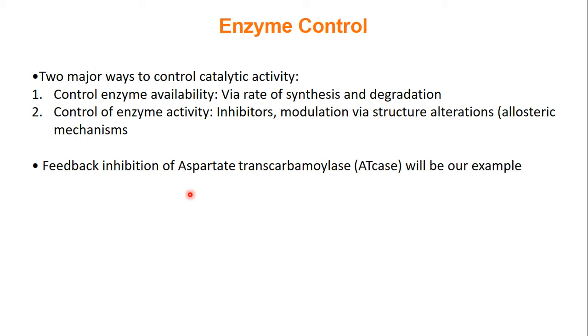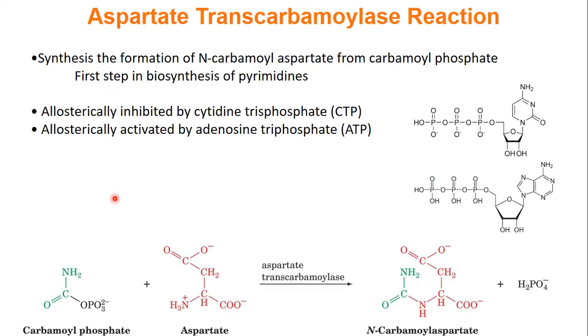And for our model system, we're going to look at aspartate transcarbamoylase, our ATCase, to look at enzyme activity through allosteric regulation. So just to show you the mechanism of aspartate transcarbamoylase, it makes N-carbamyl aspartate from carbamyl phosphate and aspartate. This is the first step in making your pyrimidines. Now it can be allosterically inhibited, that means slowed down, by CTP, or allosterically activated, that means sped up, by ATP.